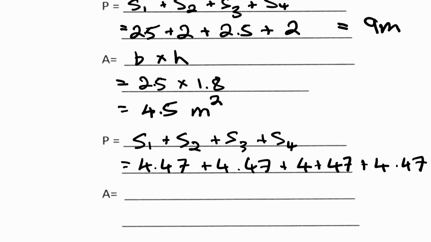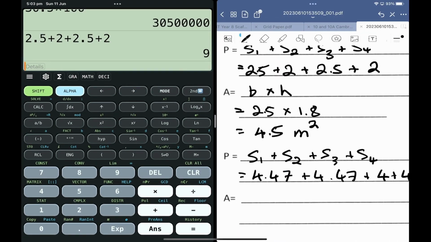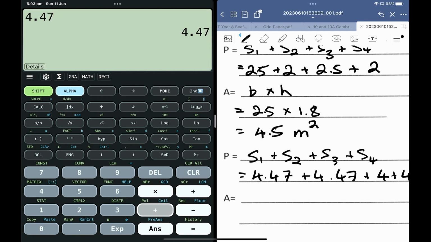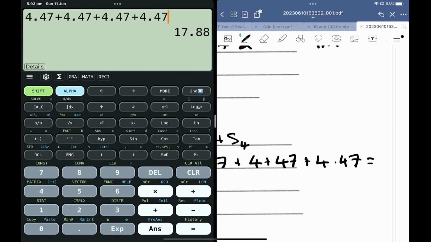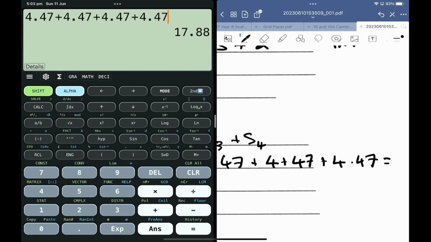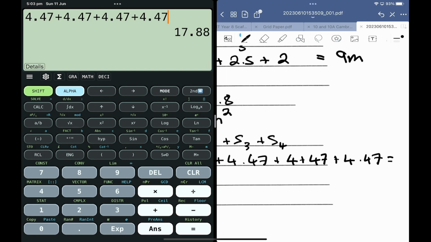Okay, and that gives us 4.47 plus 4.47 plus the next side, which is also 4.47, plus the last side, which is 4.47, gives us, running out of space here, just put the equals here, gives us 17.88 meters.